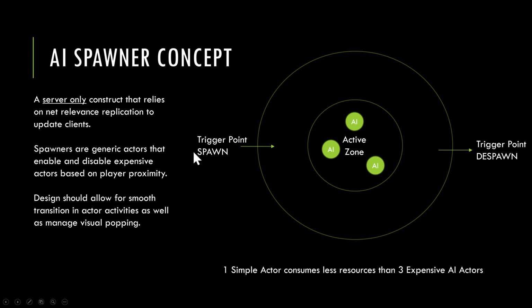So the idea is that as a player breaks a zone, the AI spawner initiates these 3 actors. It gets more expensive, but as a player leaves that zone, those three AI actors are decommissioned, and only the simple actor is left remaining. So that enters into an interesting design challenge, which is as the player enters or exits the zone, you don't want your AIs to reset back to default state, right?